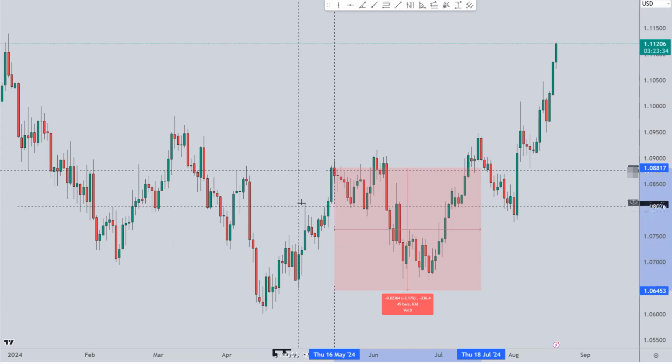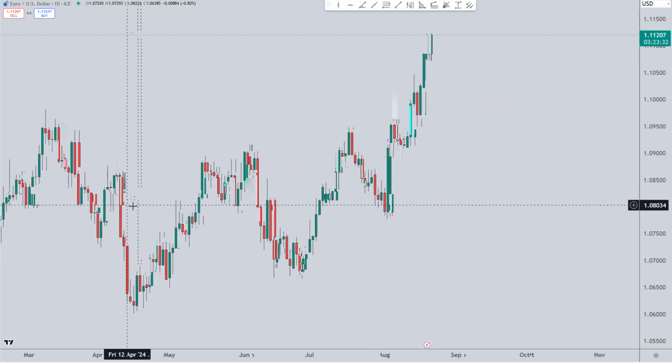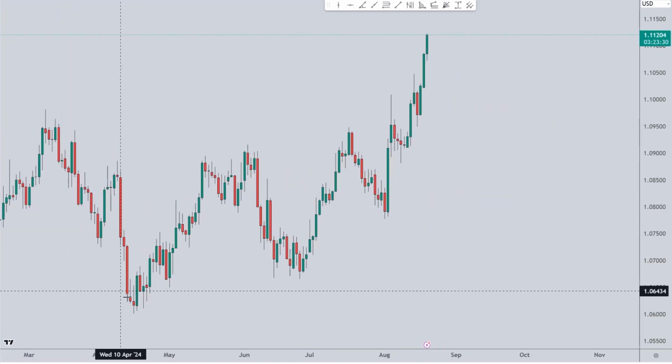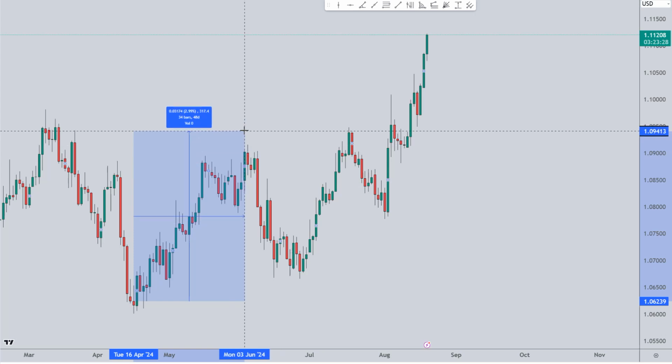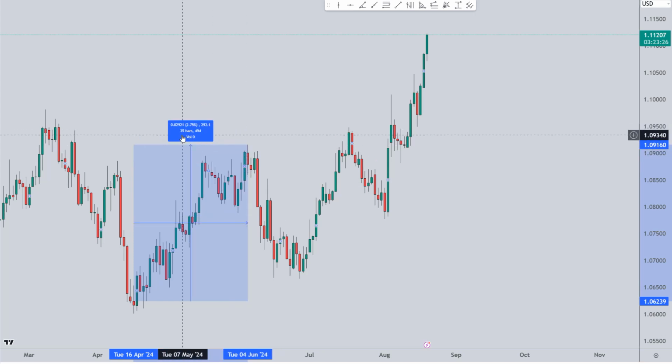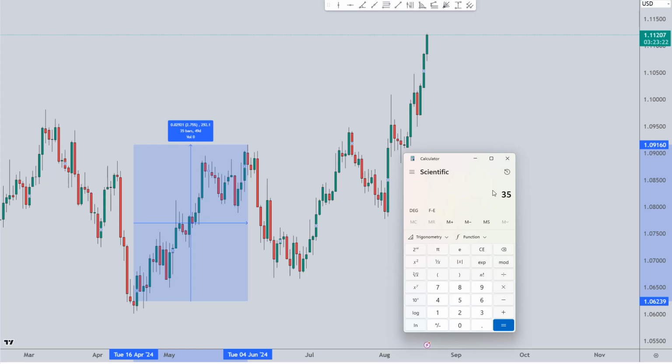So let's look at if we measure from this low all the way up to this high right here. We see that it's 35 bars. So let's do 35 square root plus 2 and then re-square.